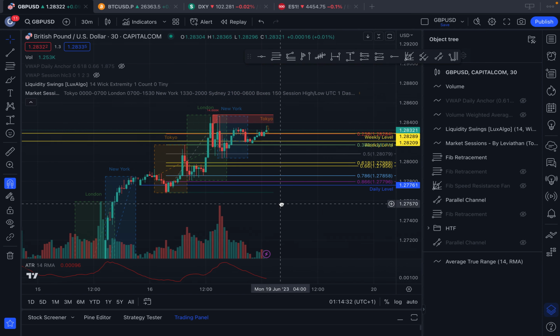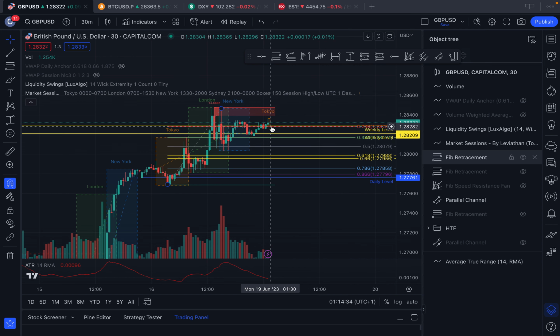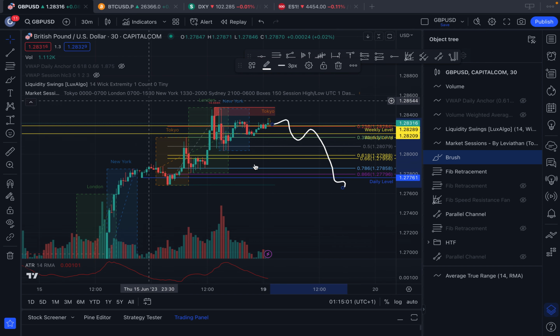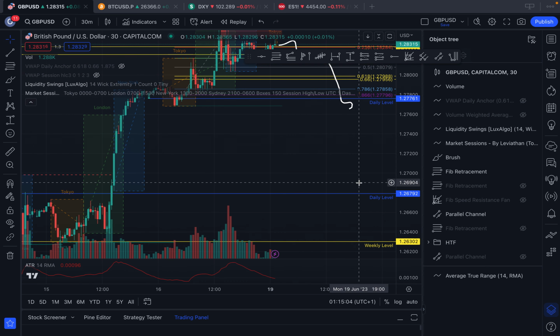And what I would do, if I was to look for a short, if I was to think that we were going to go down, I would expect us to break down this weekly. So say if we did this, come back down here, retest this weekly level, and then go back down. And if we lose this daily at 1.27, then I expect us to go all the way down to at least this daily here at 1.26, because this was a very, very sharp pump. I'd expect it to lose all the way down.